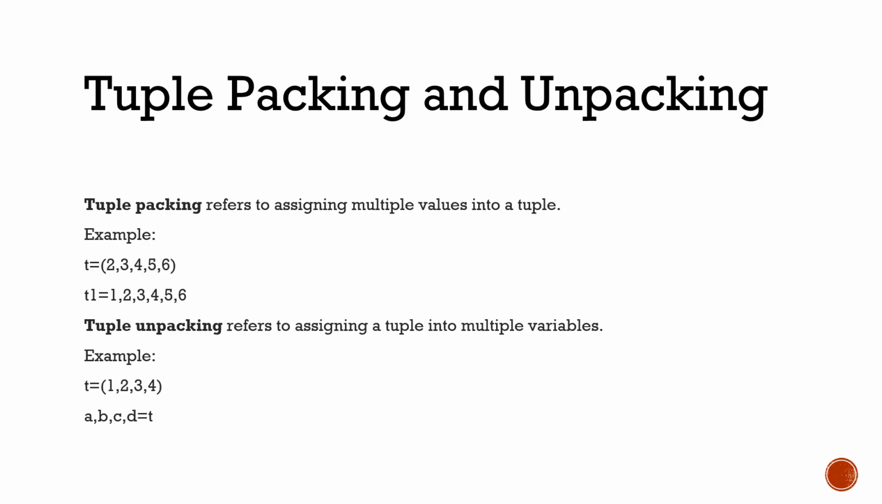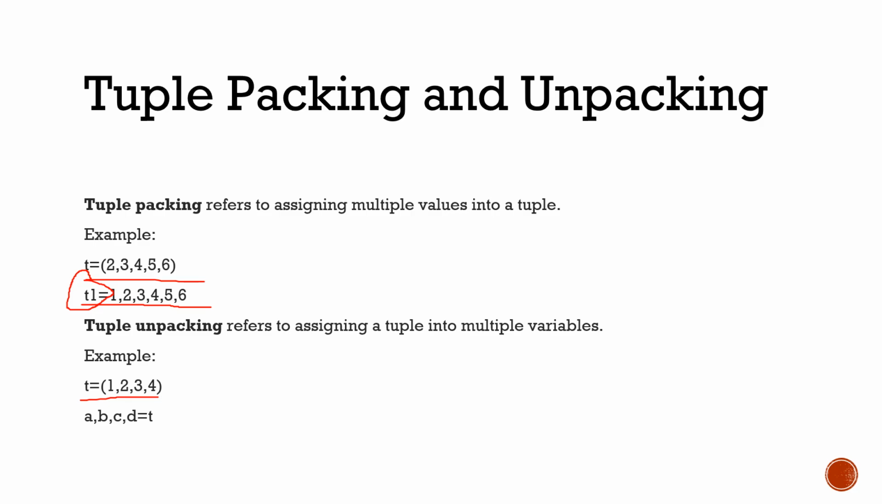So look at what I did here. t is equal to, within parenthesis, 2 3 4 5 6. So I want to store multiple values under a single variable name, that is packing. Again, in Python by default multiple values are stored in a tuple only. So here I want to store multiple values, the numbers 1 to 6, and each number is separated by commas. I want to assign all these numbers under the single variable name t1, that is tuple packing, right? And tuple unpacking, I have a box, right?